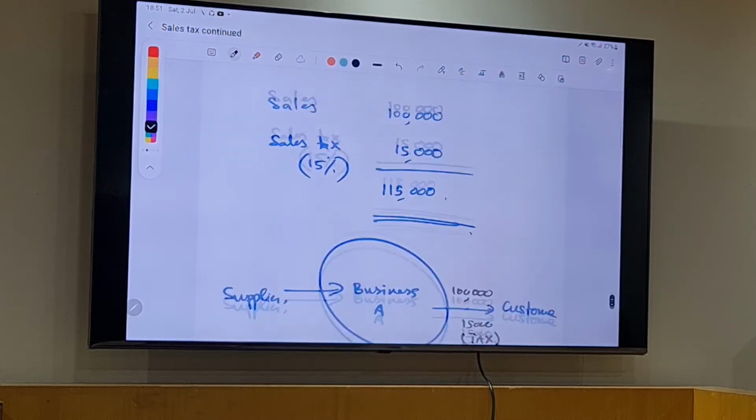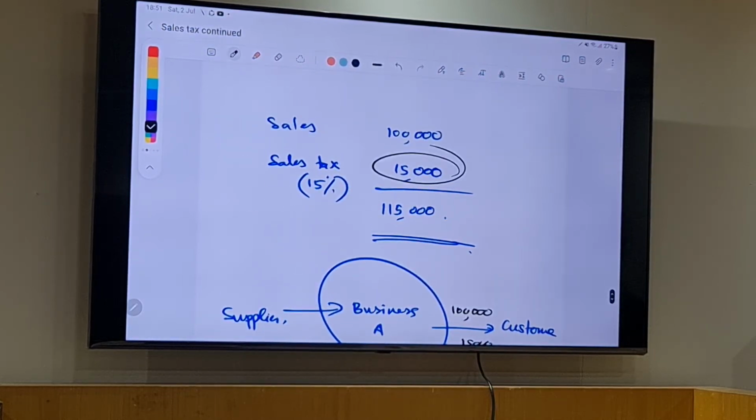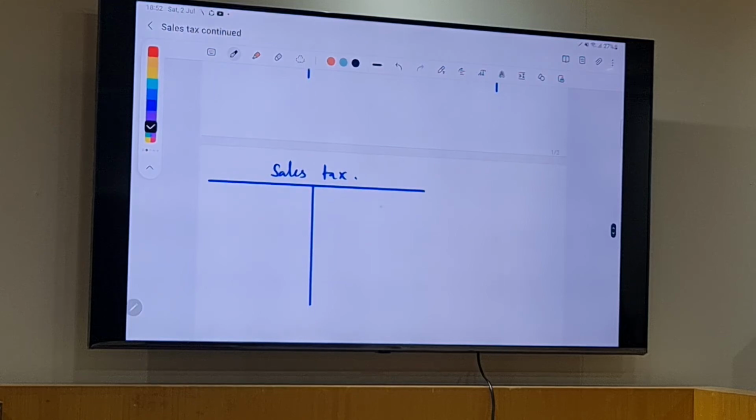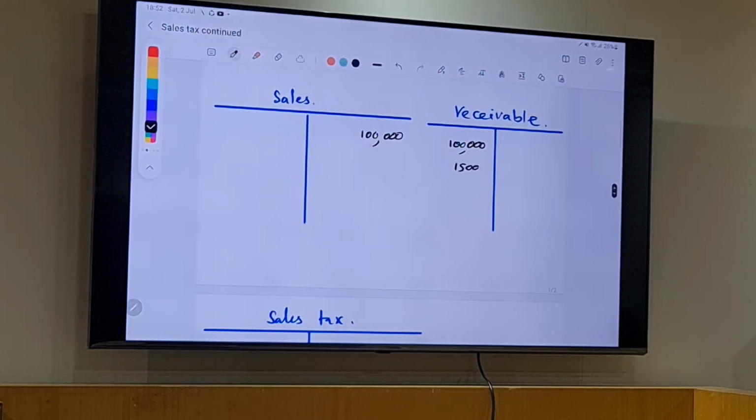Now you are collecting this 15,000 from the customer. Does this money belong to you? That money does not belong to you. That money belongs to whom? Tax authority. So that is something that you need to pay to the department, which means a liability. So is a liability a debit balance or a credit balance? Credit. So I have to credit 15,000 in the sales tax account, and from whom should I collect this money? From the customer. So I will debit 15,000 here.